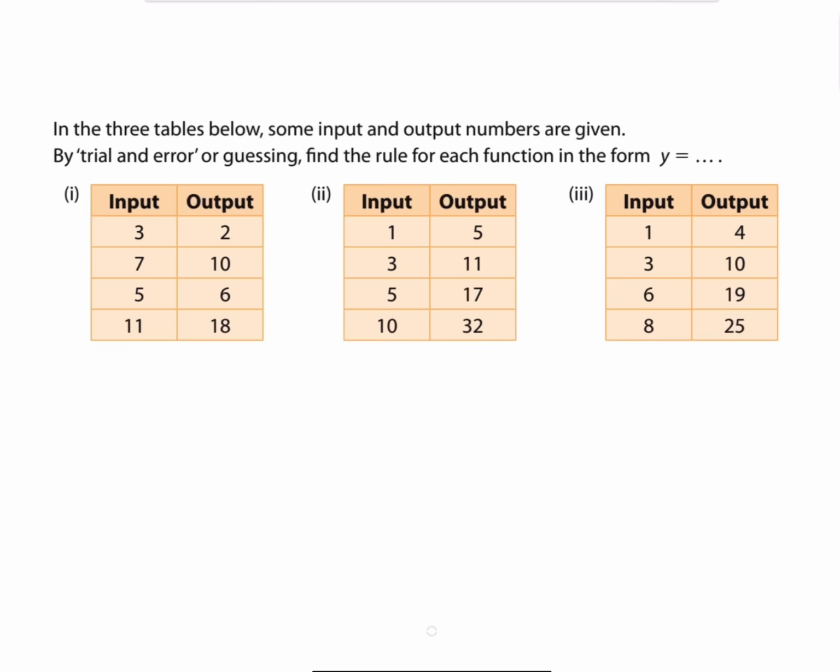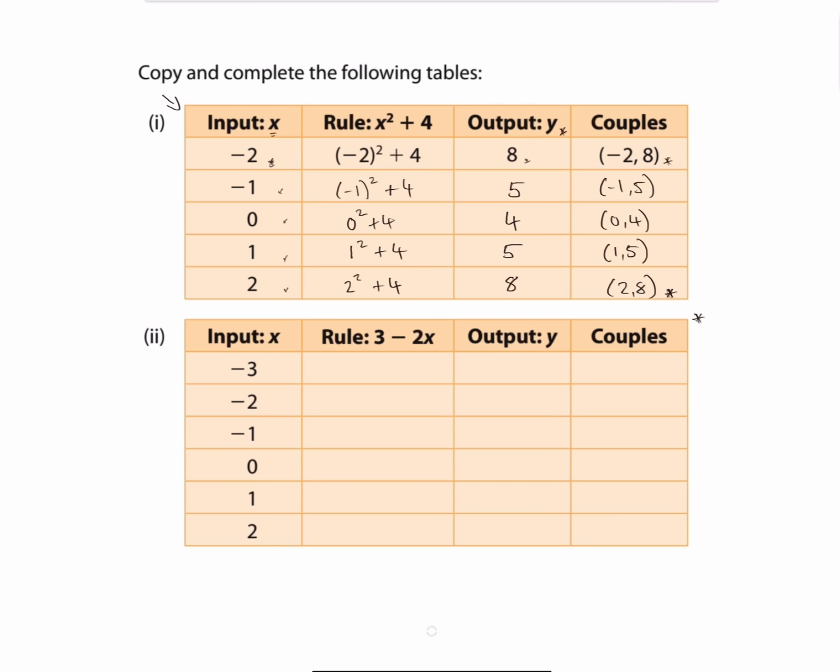So, in the 3 tables below, there's some input and output numbers. And it says by trial and error or guessing, you have to figure it out in your head essentially. Find the rule for each function in the form y equals. Now, what does that mean? Let me go back to the previous one. So here, the rule in this one was x squared plus 4. And the rule in this one was 3 minus 2x.